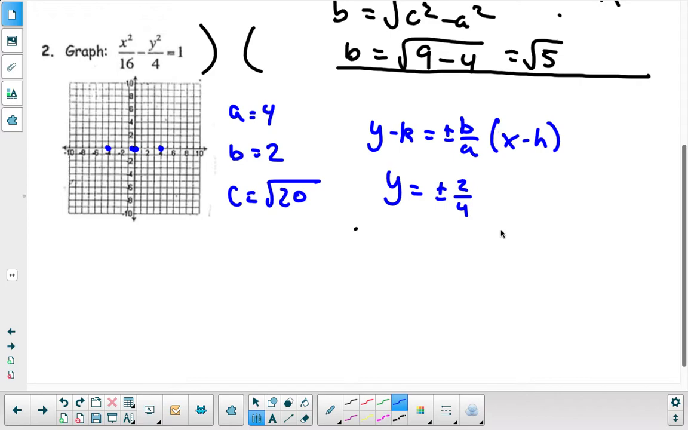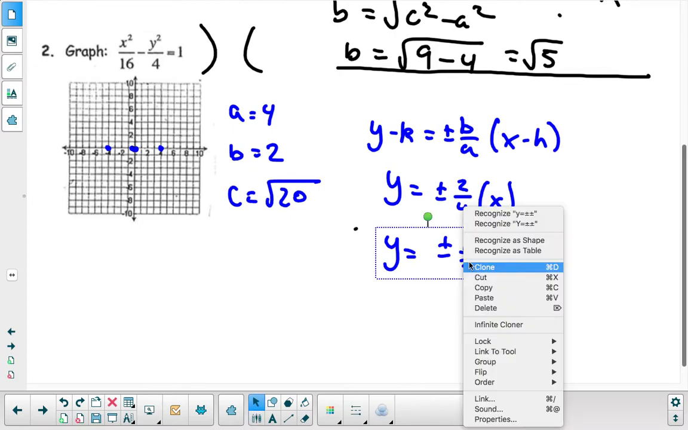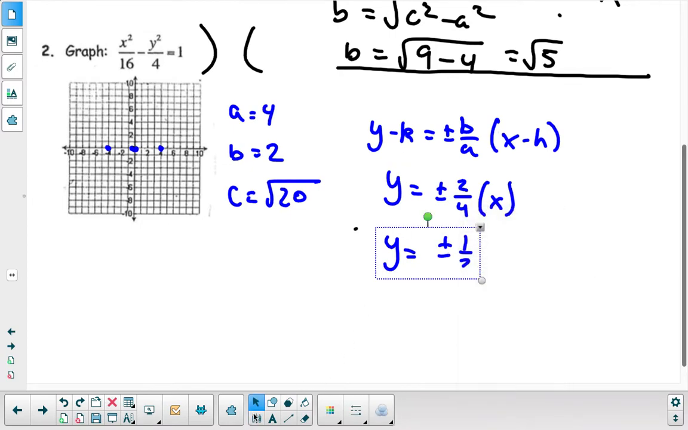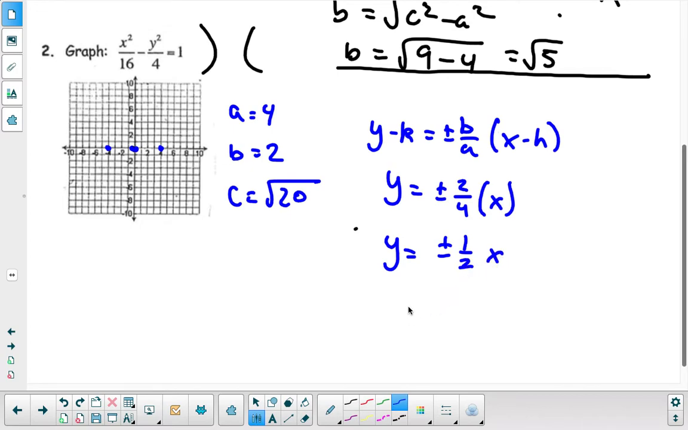Interesting. I have another mistake in my notes, so doing well. Like I said, I have to go through these slowly, otherwise I screw up quite a bit. Apparently I was rushing through this one. Simplify this a little bit, we get plus or minus 1/2 x.